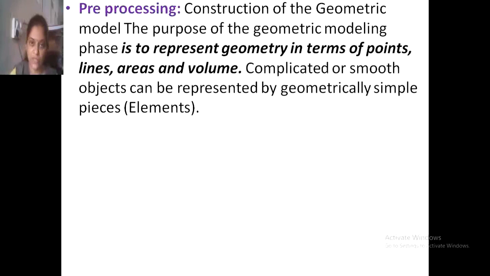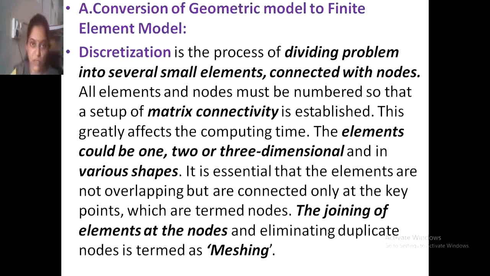In pre-processing we have seen the construction of the geometric model in terms of points, lines, areas and volume. Then the conversion of that geometric model into finite element models. Discretization is the process of dividing the problem into several small elements and connecting them with nodes. Such a number of nodes are put into the setup of the matrix connectivity. The elements could be 1, 2 or 3 dimensional and in various shapes.